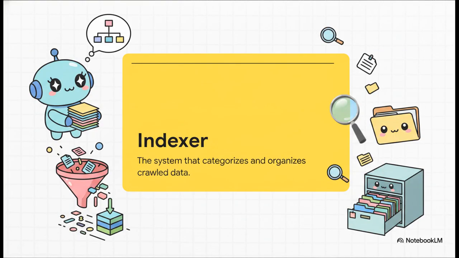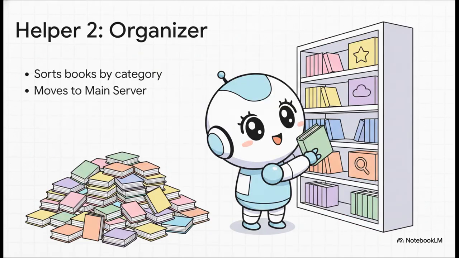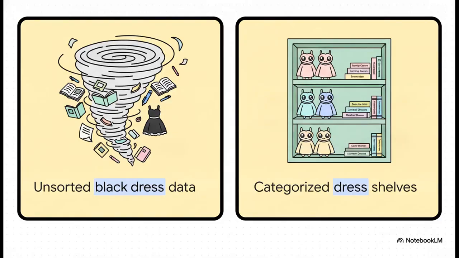Say hello to our second helper, the indexer. This is the brilliantly meticulous system that categorizes and organizes all that messy, raw, crawled data, finally bringing order to the chaos. You can think of the indexer as the organizer. It walks right up to that unsorted pile on the floor, examines every single piece of data, and sorts it into strict categories. It's separating the English literature from the math textbooks and the random blogs from the e-commerce sites. Once everything is meticulously sorted and placed on its proper shelf, all this beautifully organized data is moved over to the main server.